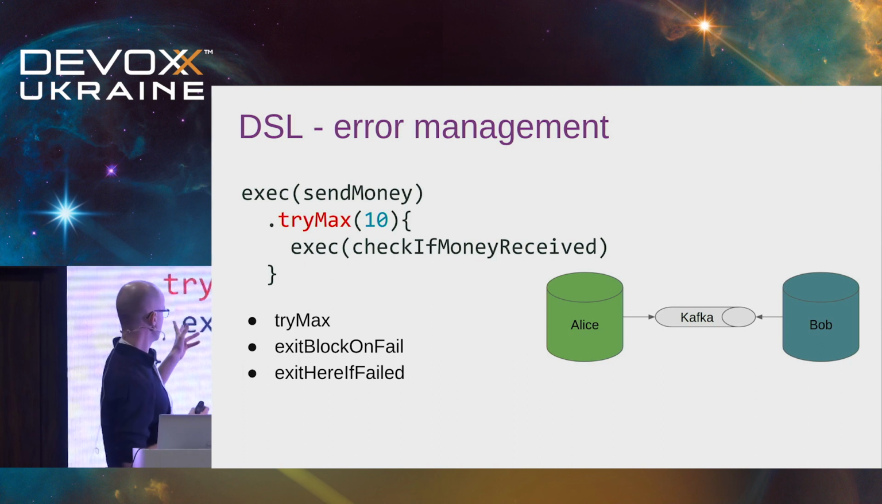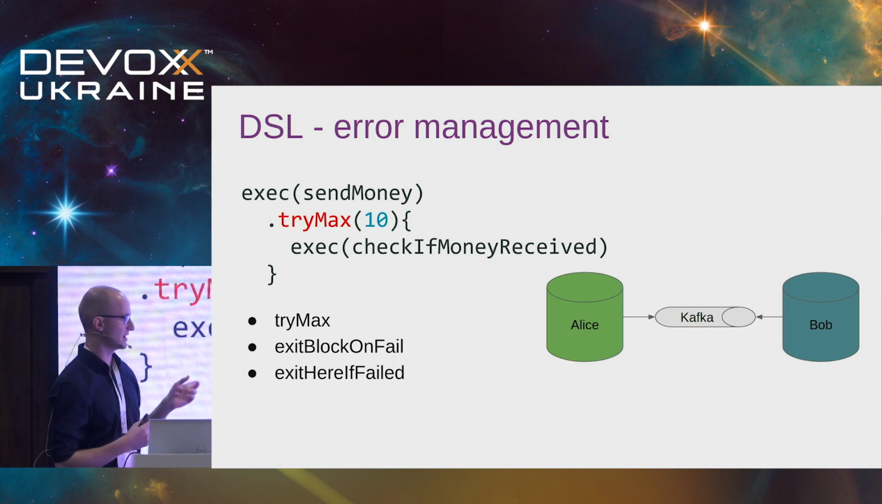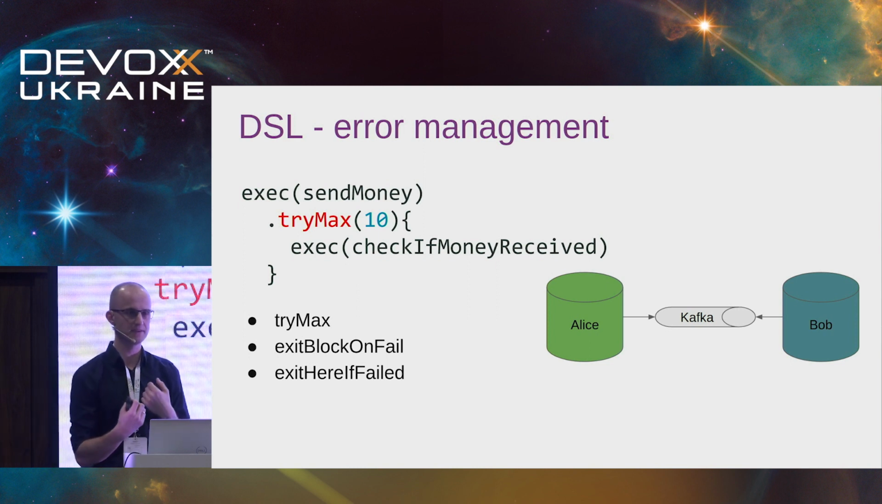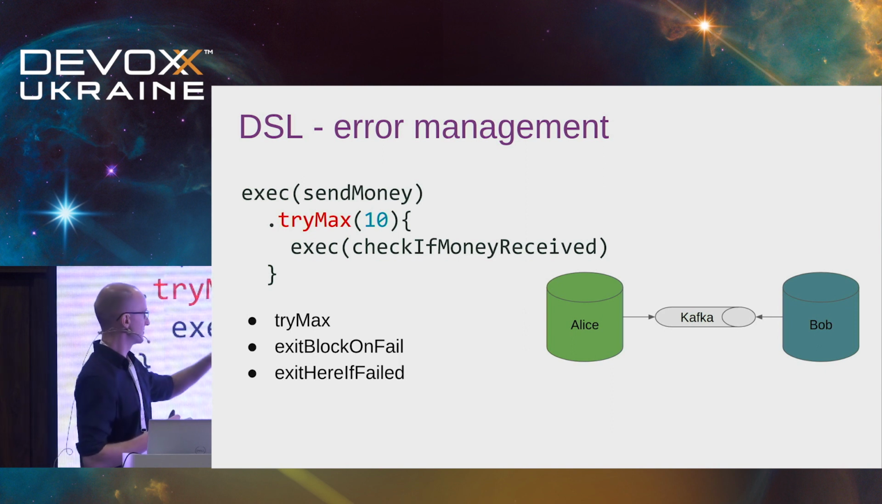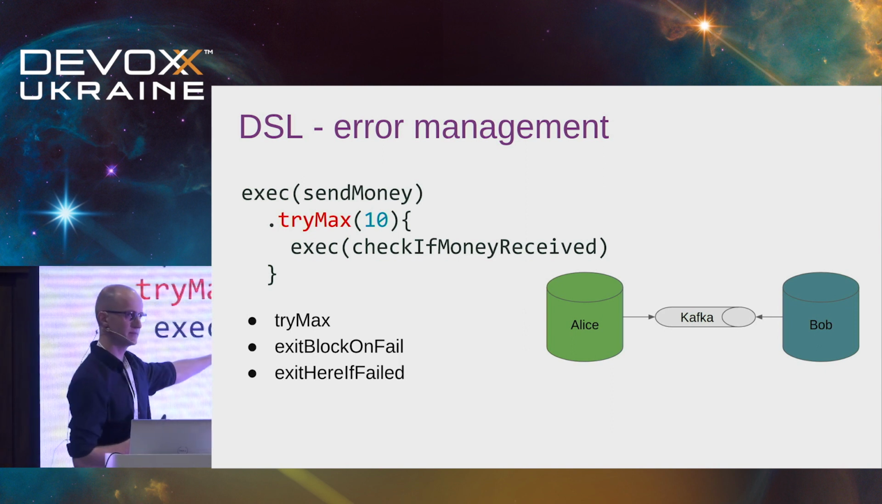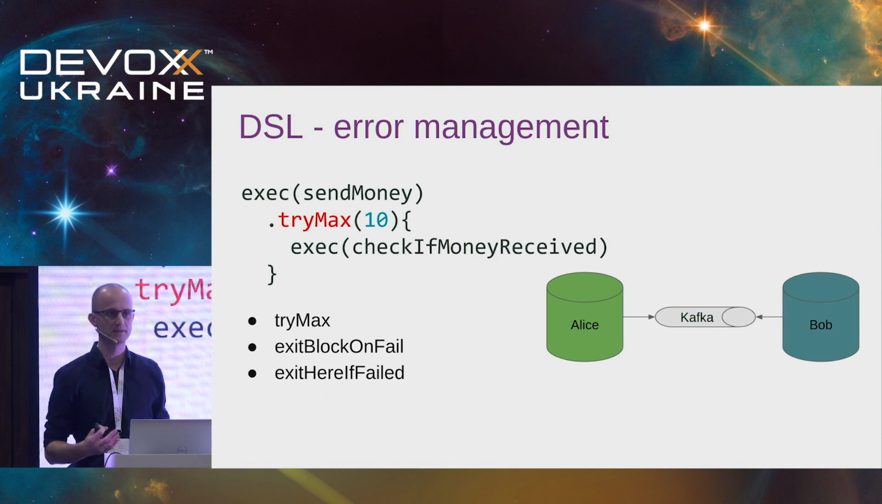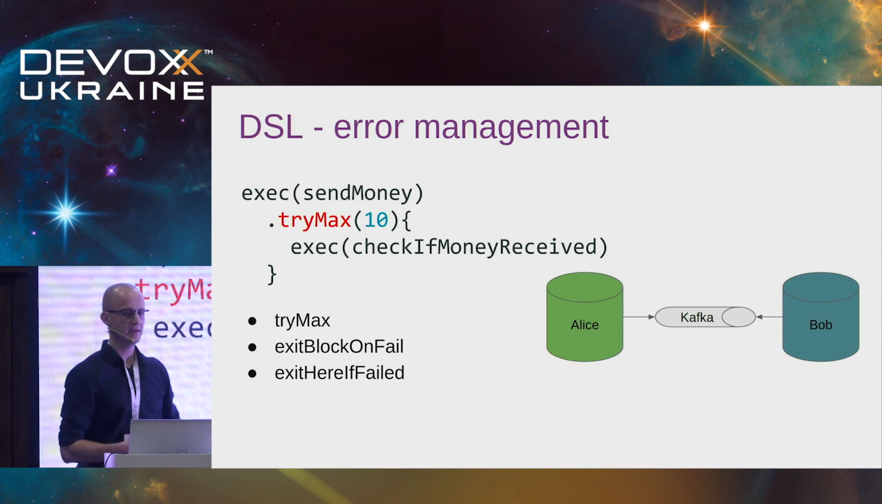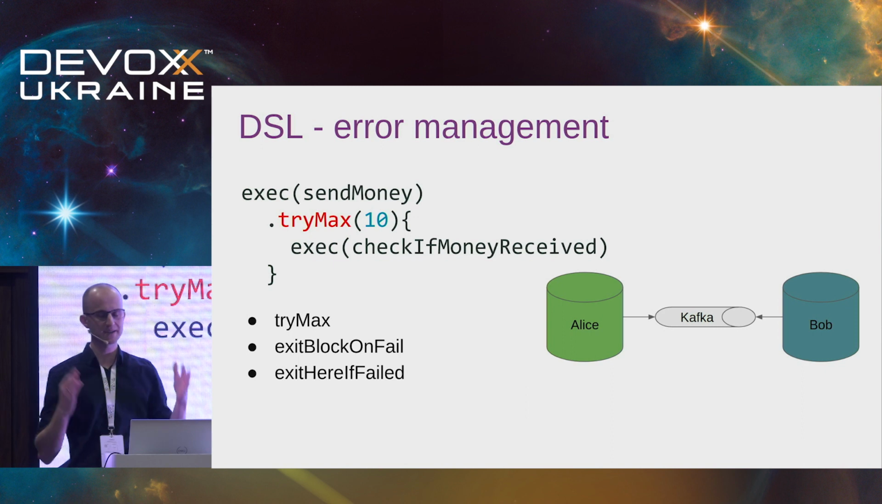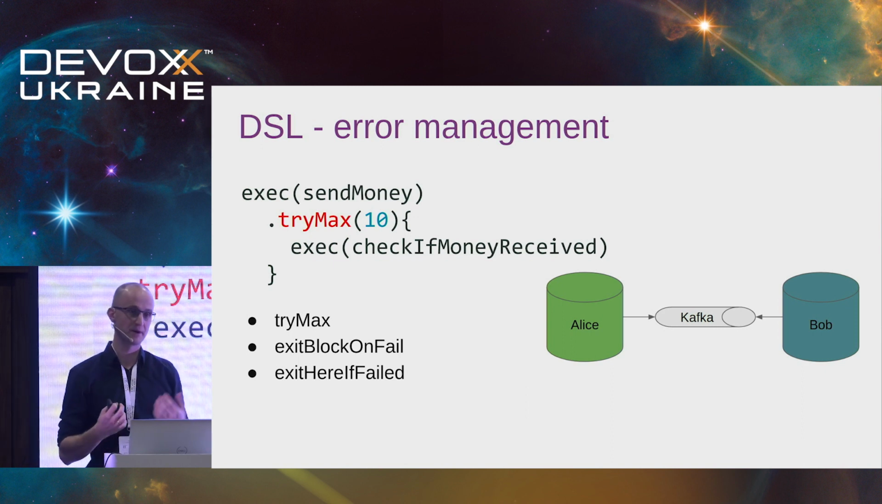Error management, tryMax, a very useful functionality. Let's say that you want to send money from Alice to Bob, but communication between them is completely asynchronous, for example, via Kafka. So if you check whether money was received right after sending it, this check could fail, simply because the message from Kafka was not consumed yet. But it will be eventually, so this check will probably pass after a few retries. And yes, you could put a pause here and do it in a loop, but in the case of performance tests, pauses are not a good idea because you would like to put maximum pressure on your system under test, and with pauses it will be rather hard.